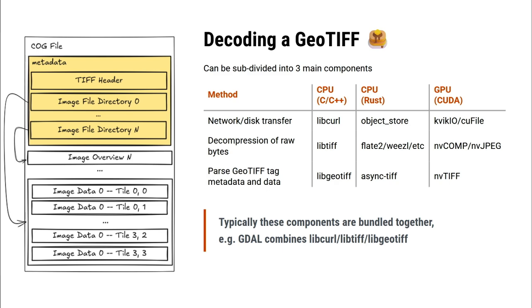And typically you would bundle all of these subcomponents together. For example, GDAL combines libcurl, libTIFF, libgeotiff. This is a super simplification, GDAL does a lot more and bundles a lot more things together, but at least this is the minimum you can think of. And same with the Rust and the GPU stuff, you would try and bundle some of these 3 components together to decode a GeoTIFF.